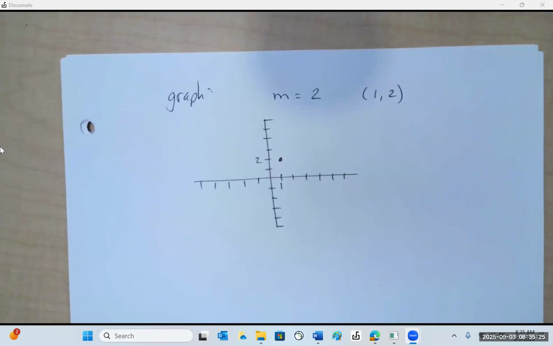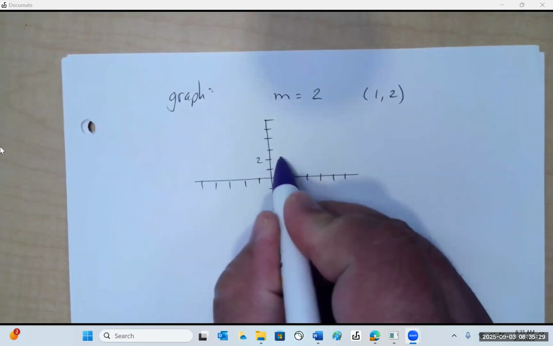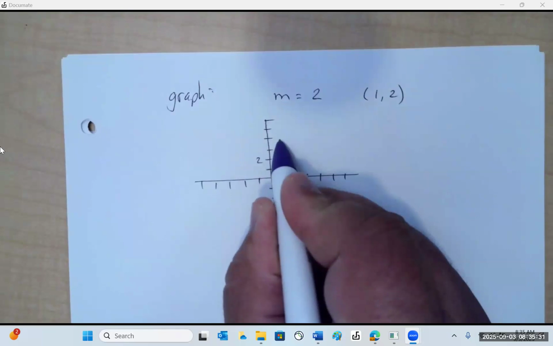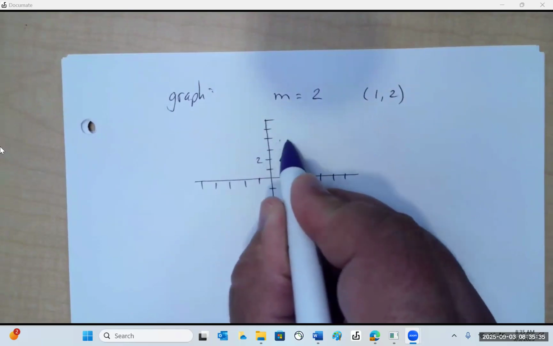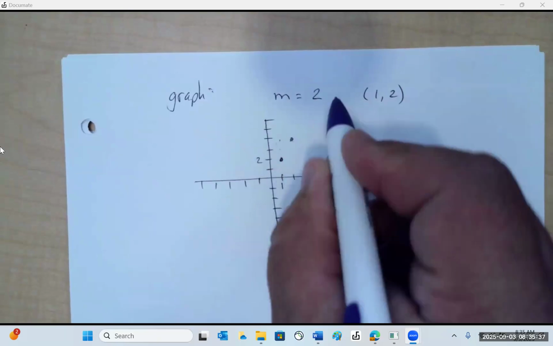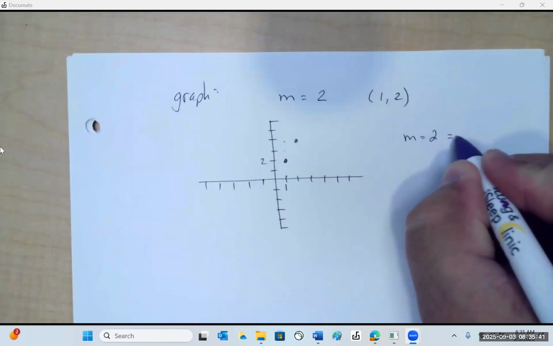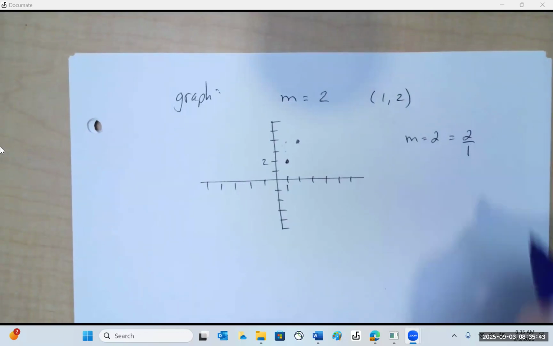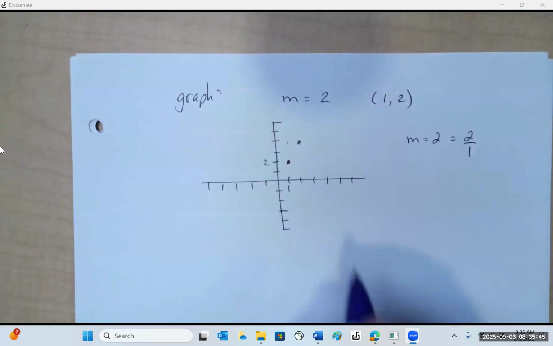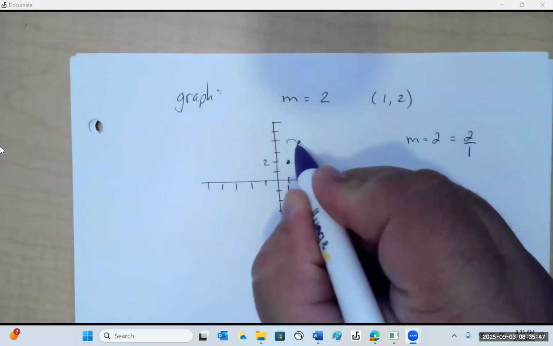What's the slope? So what do I do from this point? Go up 2, then what? No. Over 1. Because, right, 2 is 2 over 1. So we go over 1 only.